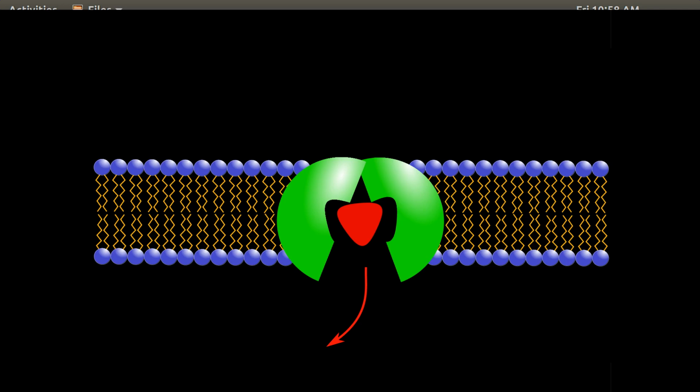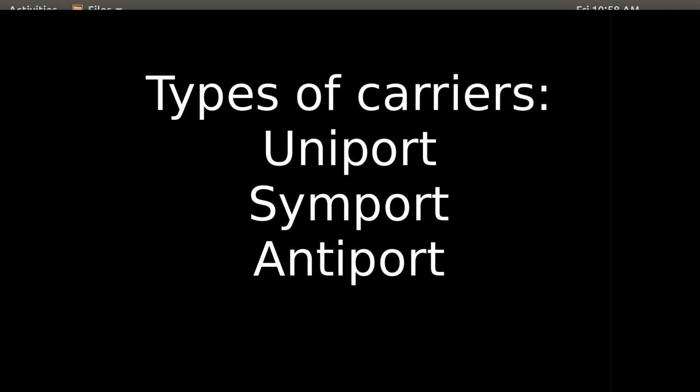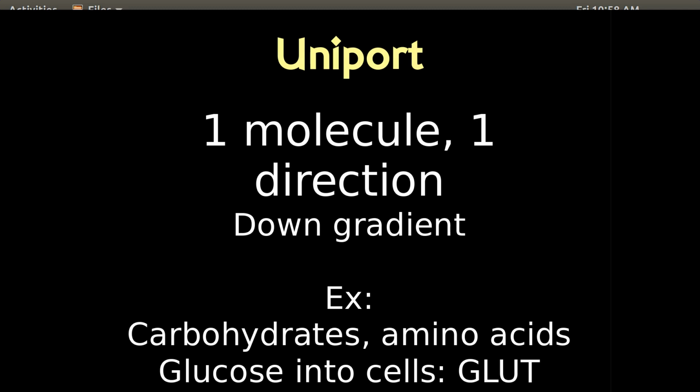Anyhow, there's a couple different kinds of these transporters. We can have uniporters, symporters, or antiporters. So let's take a look at these. A uniporter is going to transport one molecule in one direction. And remember, this is still diffusion, so this has to be down its electrochemical gradient. You're not going to transport anything through a uniporter against its electrochemical gradient.